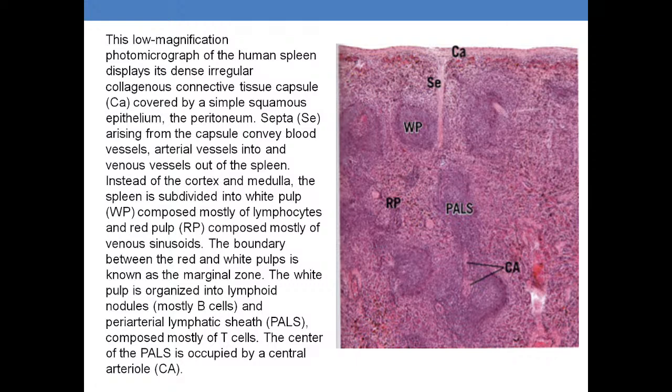The boundary between the red and white pulp is known as the marginal zone. The white pulp is organized into lymphoid nodules, mostly B cells, and periarterial lymphatic sheath, composed mostly of T cells. The center of the pulp is occupied by central arterioles.